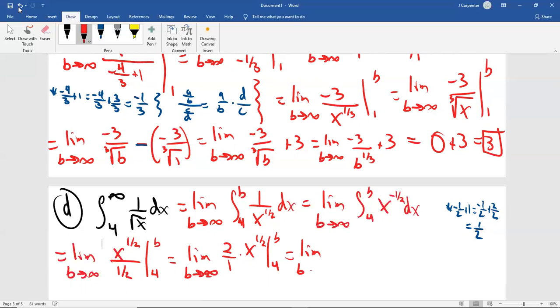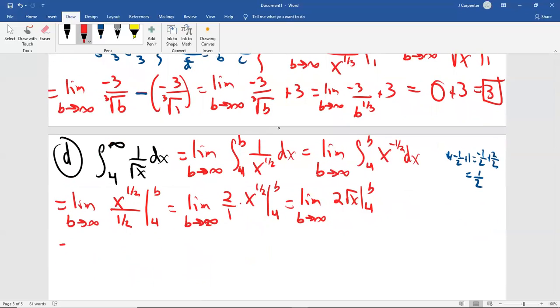That looks like a 2 times the square root of x, evaluated from 4 to b. Now we can plug in the b and the 4. So the limit as b goes to infinity, 2 square root of b, that's the upper limit being plugged in, minus, that's part of the formula, plug in the lower limit, 2 square root of 4. Some people like to put all this in parentheses to denote the limit is talking about all of it, not just the first bit. That's up to you. It's not technically necessary though.